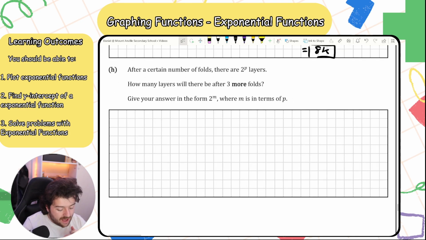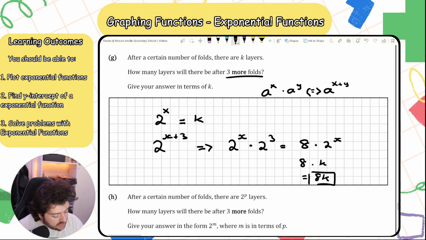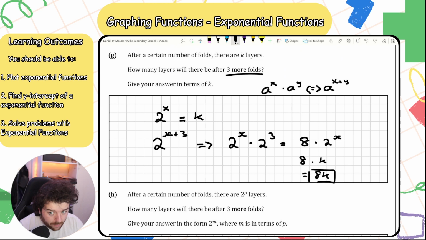Finally, after a certain number of folds, there are 2 to the power of p layers. How many layers will there be after 3 more folds? Give your answer in the form 2 to the m, where m is in terms of p. So after a certain number of folds, there are 2 to the p layers. I think it's the exact same process as the last one, and I think I made the last one a bit more complicated. I think you just need to multiply by 2 3 times.